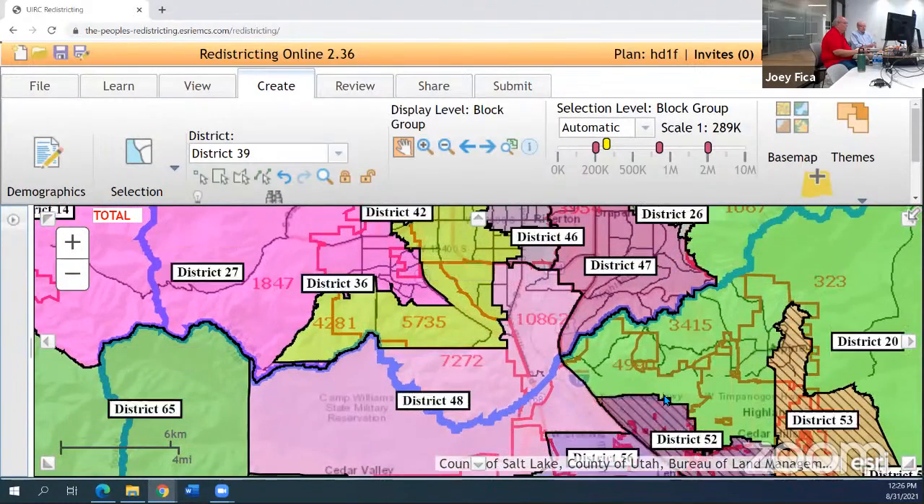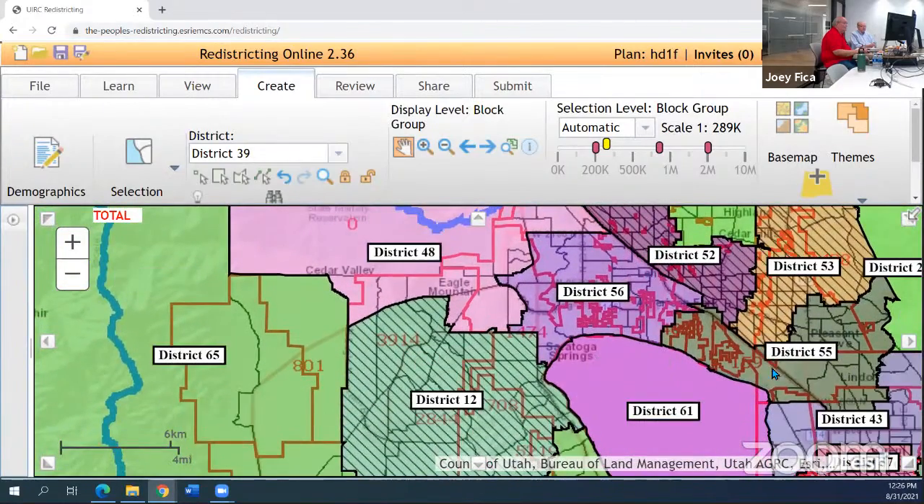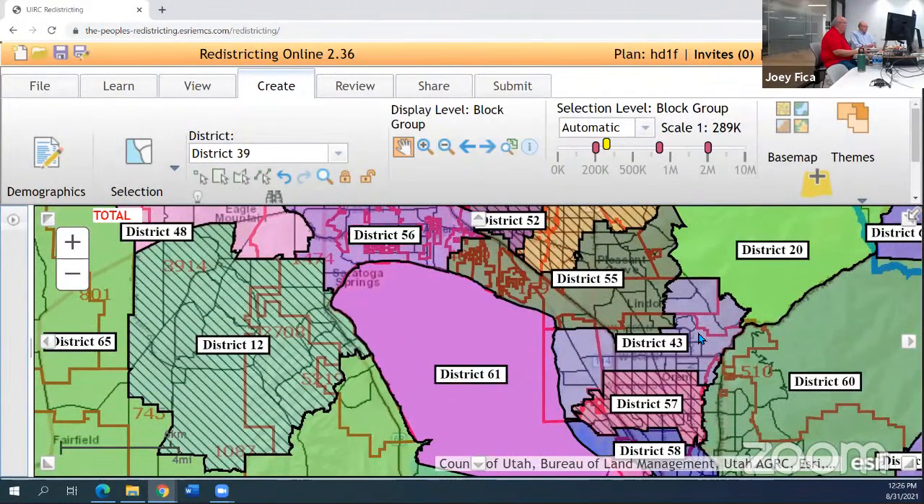We're getting to what I call the law of diminishing returns. Here's 43. Yeah, 43 is 38 over. And what's 57? 57 is 3 under. 61 is 5 over, and 55 is 5 over. And 60 is 15 short.